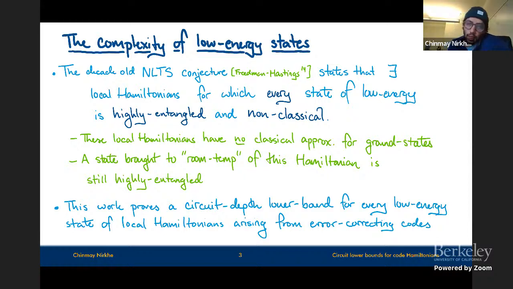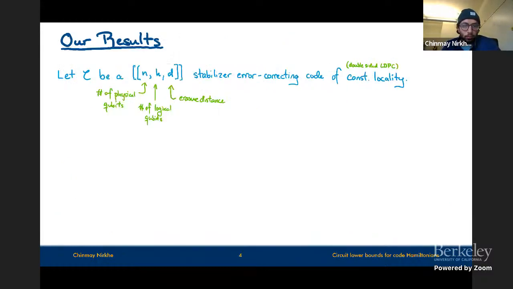And how does this relate to NLTS? Well, the notion of highly entangled and non-classical that Freedman and Hastings conjectured was a notion of circuit depth lower bound. So they were trying to understand what is the minimum circuit depth required to build a state. And this is just a circuit where you take any two-local unitaries and stack them one after another, and we're just concerned with the depth of this circuit. Previous talks in this session discussed this a little bit.